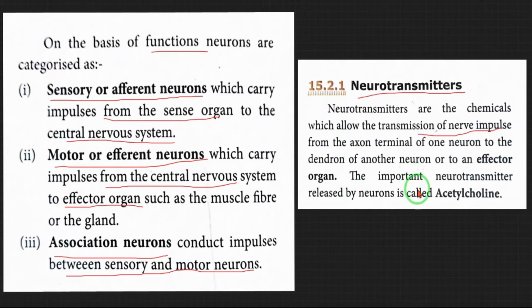That is a chemical. The main important neurotransmitter is acetylcholine. These neurotransmitters allow the transmission of nerve impulse from the axon terminal, which is the tip of the axon, of one neuron to the dendron of another neuron. The main important neurotransmitter released by neurons is called acetylcholine. Clear? So a neurotransmitter is a chemical which allows the transmission of nerve impulse from one axon terminal to another neuron's dendron region. Clear?